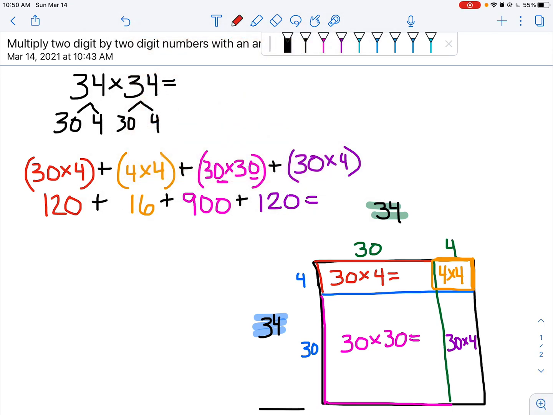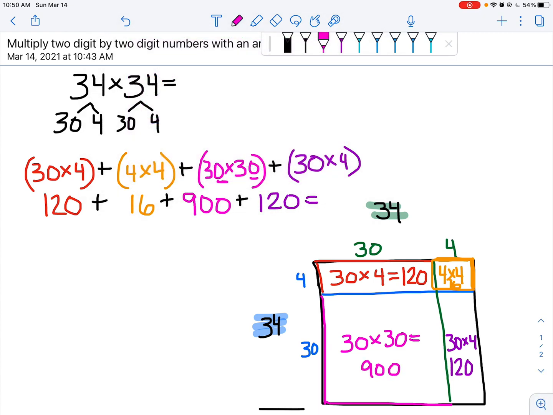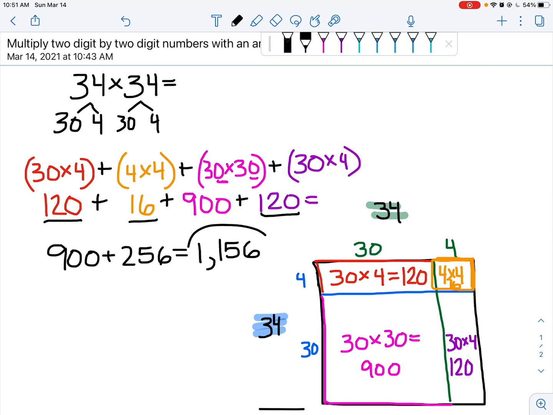So eventually what you'll start doing is stop writing the multiplication problems and you'll simply have your solutions, your products inside, right? So that would be 120 and 120, and then you'd have this section is just 16, and then this section is 900. So now I'm just going to add all of those together, and I know that 120 and 120 is 240. So now I have 240 plus 16 is going to be 256. So I've got 900 plus 256 is going to give me 1,156 as my product.